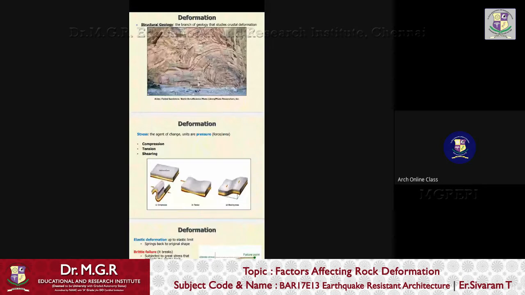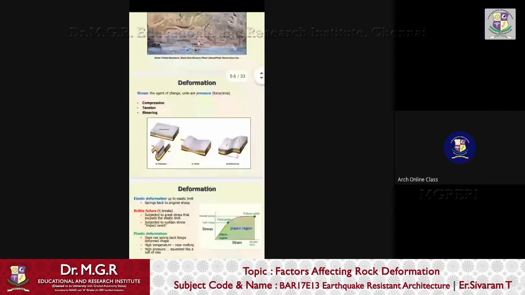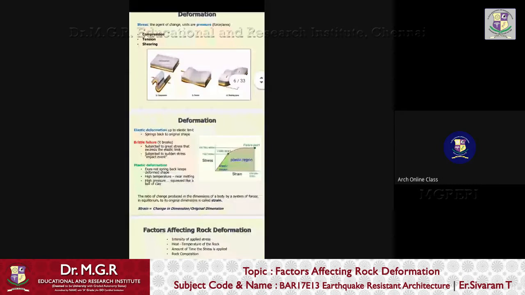What do you call the folds? Okay, so this picture shows you how much it's getting deformed. This deformation is caused due to pressure and temperature, as we discussed. So this deformation is caused due to stress as well as other external forces.